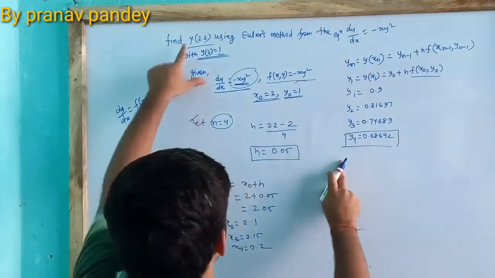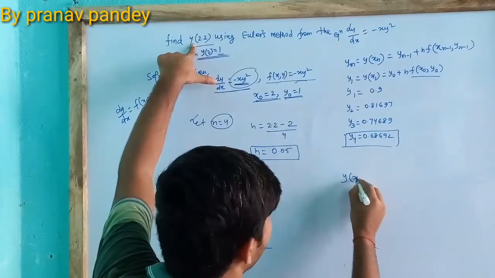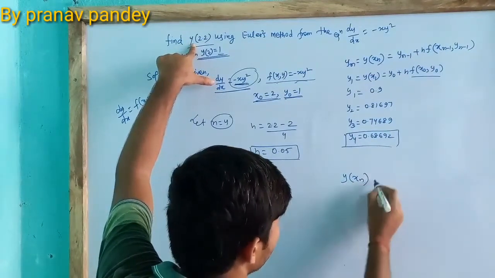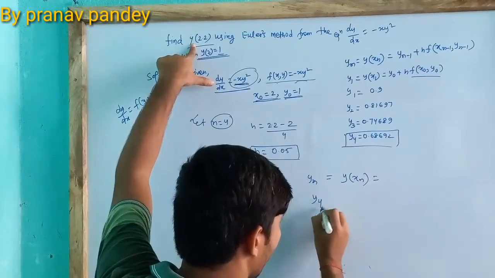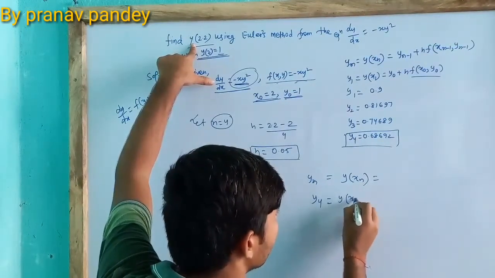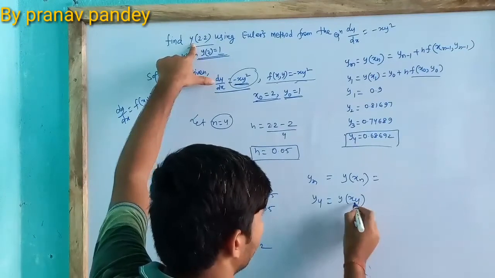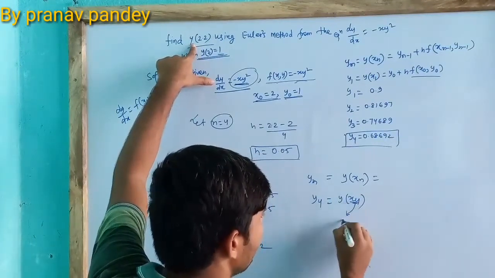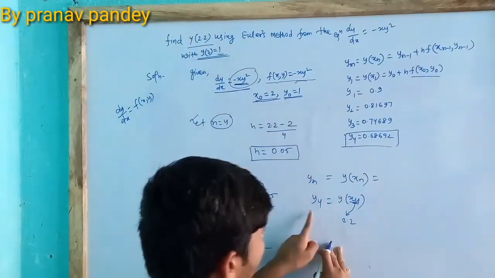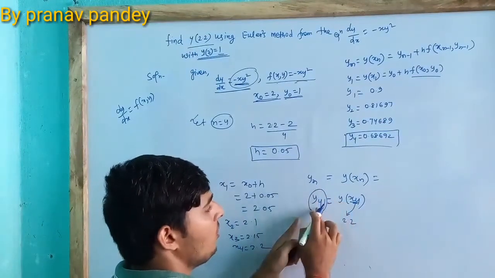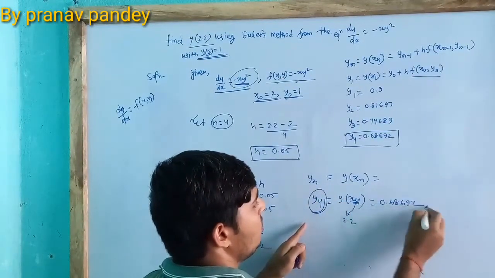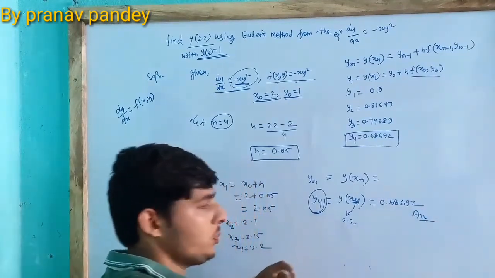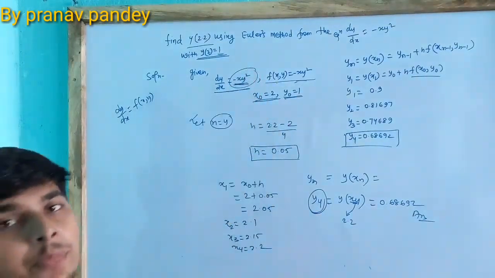So from here what we conclude is, y4 means y of xn, so y of xn means yn. So y of x4 is 2.2, and the required value of y4 is equal to 0.68692. Hence we can solve this problem by Euler's method.